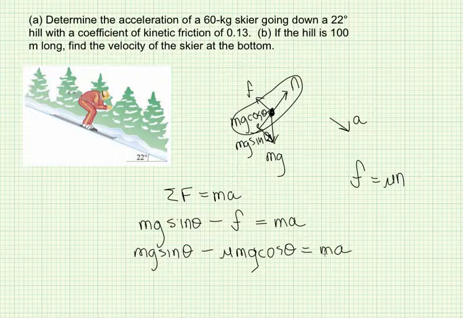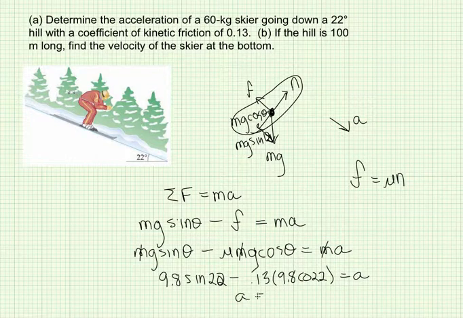equals ma. Look what happens this time with the m's. They all cancel out. I have 9.8 sine of 22 minus 0.13 times 9.8 cosine of 22 equals a. I forgot the 2 there. All right, let's solve for the acceleration. And I get 2.49 meters per second squared.